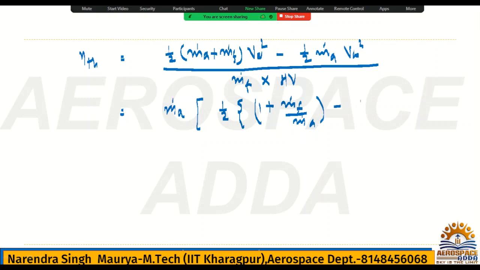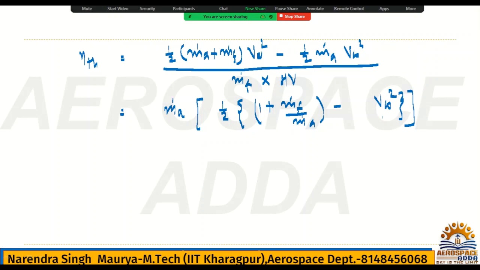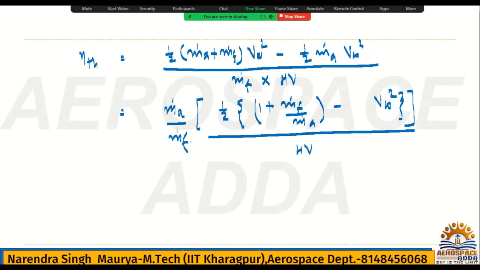minus 1 by 2 V infinity square, and you can have this 1 by 2 common, so the bracket will be here. Hope you understood this. Now this m dot f you can take outside, so this is the heat value, and this m dot f you can take outside, yes or no?